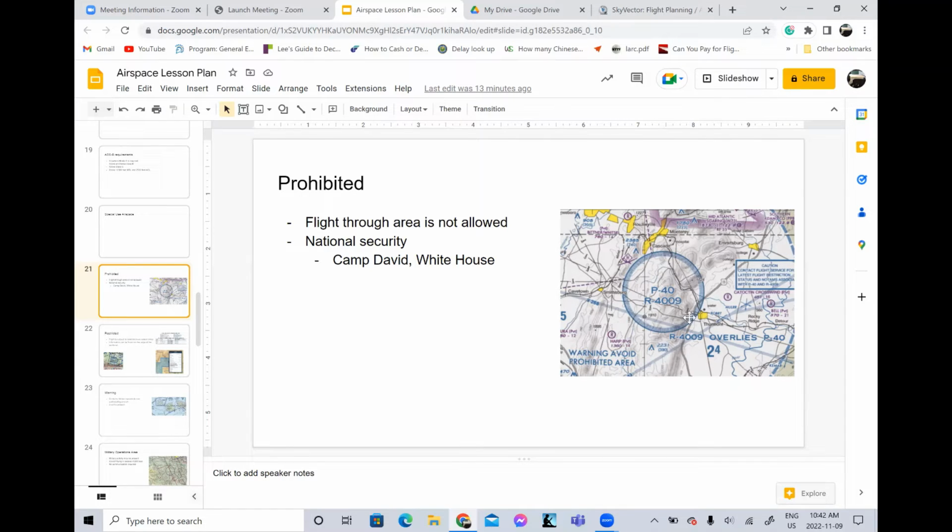Over here is an example of a prohibited airspace. The P means prohibited, and there's an identifier. So you can look at this and then look on the edge of your sectional to find out who's controlling that area, and if you do have to go through, what the requirements are. Most of the time, you're not going to be able to go through that.